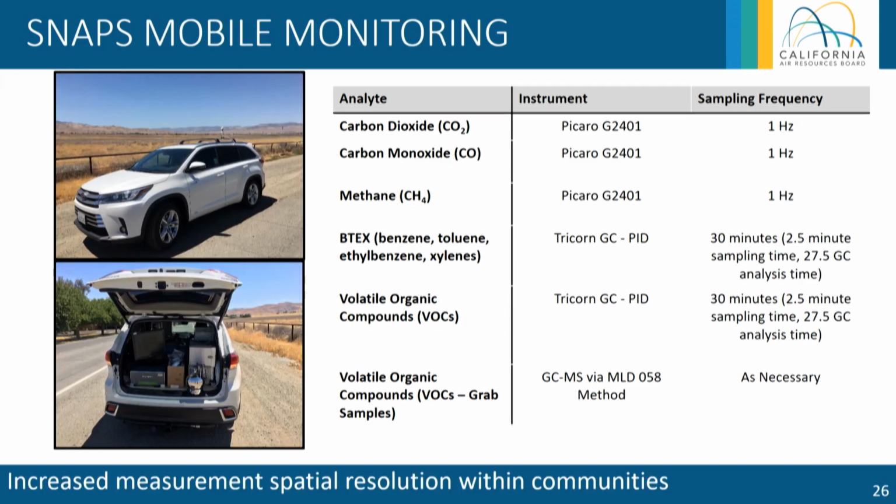We also have a mobile monitoring platform that we're using in Lost Hills, and it's equipped with a PQAO that measures CO2, CO, and methane, as well as 2 portable GCs looking at BTEX and total VOCs. We also have the capability to collect a grab sample as necessary. And so if we see high levels using our small portable GCs, we see spikes in VOCs, we'll take a grab sample and take that back to the lab to really see what's going on. And this can be used to measure upwind or downwind concentrations of our stationary site or to scout the community looking for the best place to site our stationary measurement.